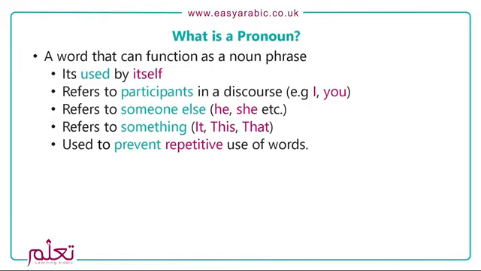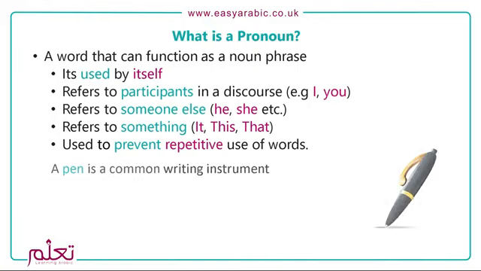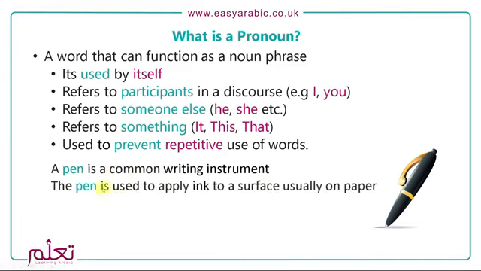And what do I mean by repetitive words? I'll explain. Here, if we look at this, it says a pen is a common writing instrument. And then we'd say the pen is used to apply ink to a surface, usually on paper. The pen is used for writing or drawing. So here you can see that in the first line it was fine. We identified that we're talking about the pen, but then we're saying the pen again. And so here we are repeating the word, and this is where pronouns come in.